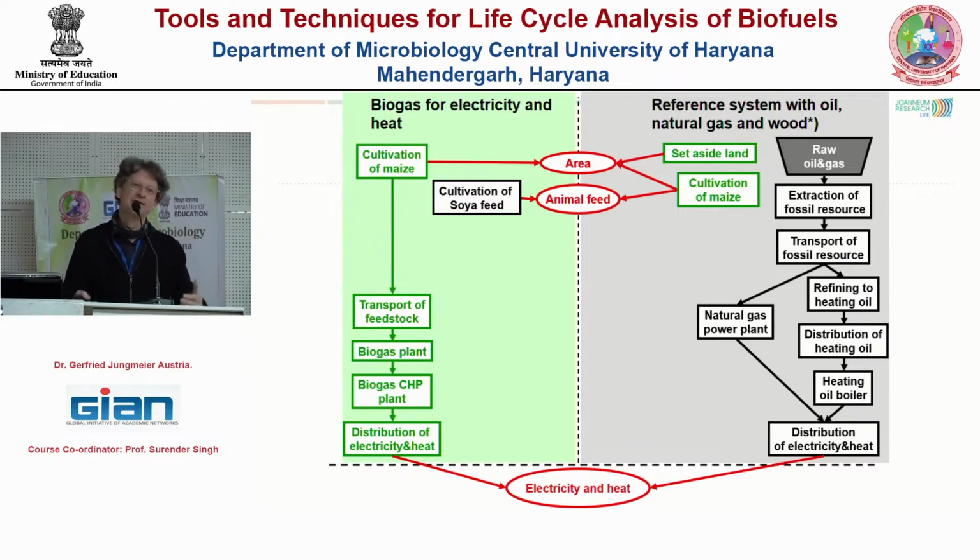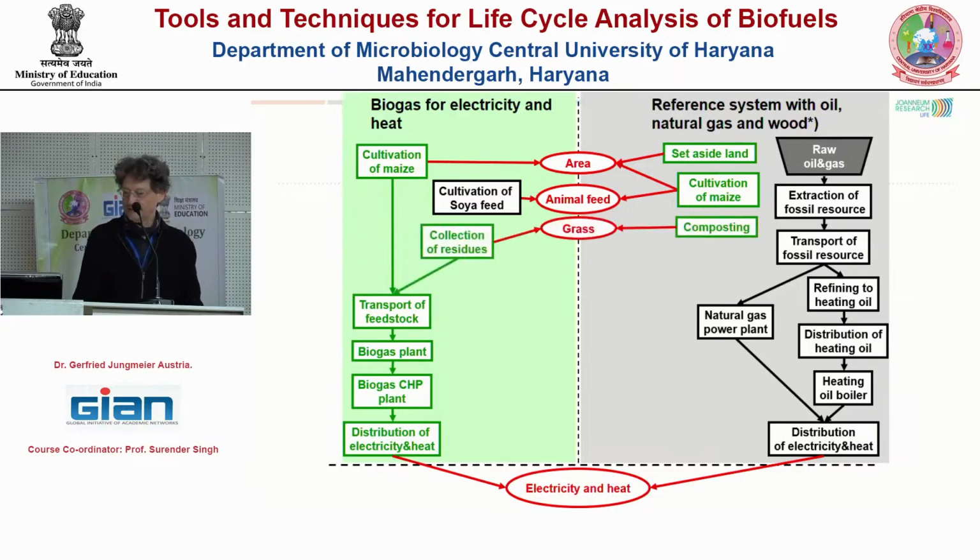So now the soy feed appears on the other side of the bioenergy system, because we are using the maize not for food and feed, we're using the maize for biomethane, but we still have to make sure to provide the same amount of animal feed. Then we also put grass in the biogas facility, in the biogas plant.